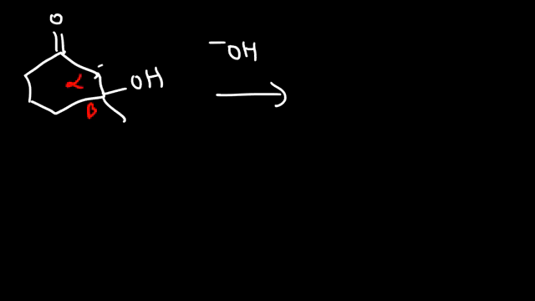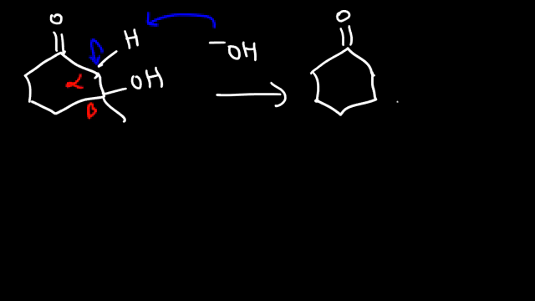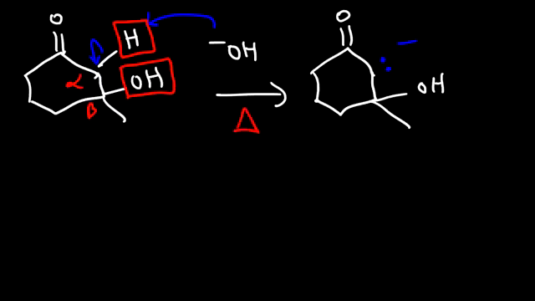Now in the next step, we need to remove the alpha hydrogen. Giving us the enolate ion again. Now for this step, keep in mind that we need to remove water. And so this is the dehydration step. And we need to use heat in order to facilitate the removal of the hydroxyl group.